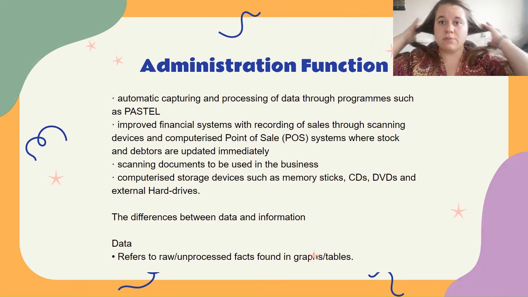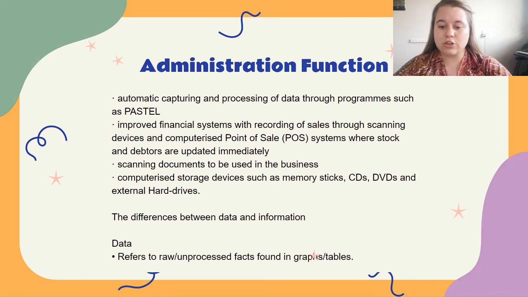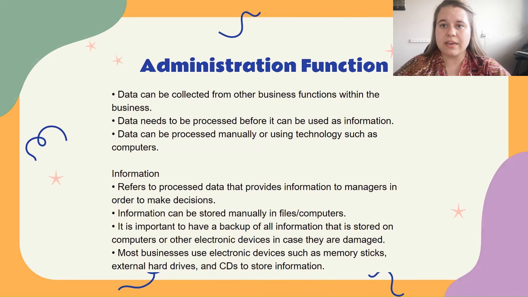So, as mentioned before, there is a distinction between data and information. Data refers to the raw, unprocessed facts found in graphs and tables. Data can be collected from other business functions within the business. Data needs to be processed before it can be used as information. Data can be processed manually or by using technology such as computers.